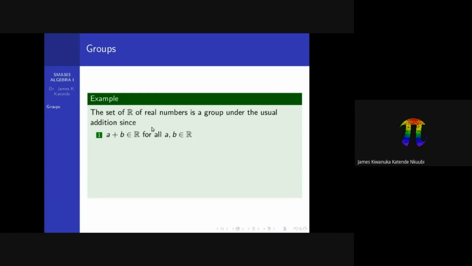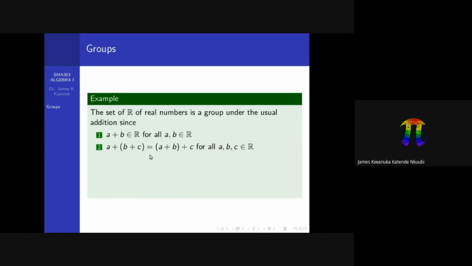Under usual addition of real numbers, if you add any two real numbers, you will also get another real number. This is something you know. So the closure property is satisfied. This is also another property you are familiar with. Addition of real numbers is associative. You can put your brackets either the second pair or the first pair, and you still get the same answer.